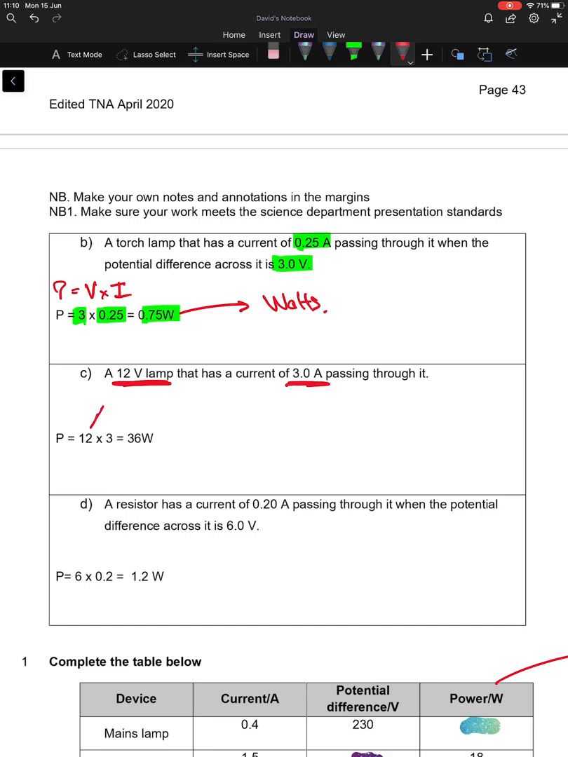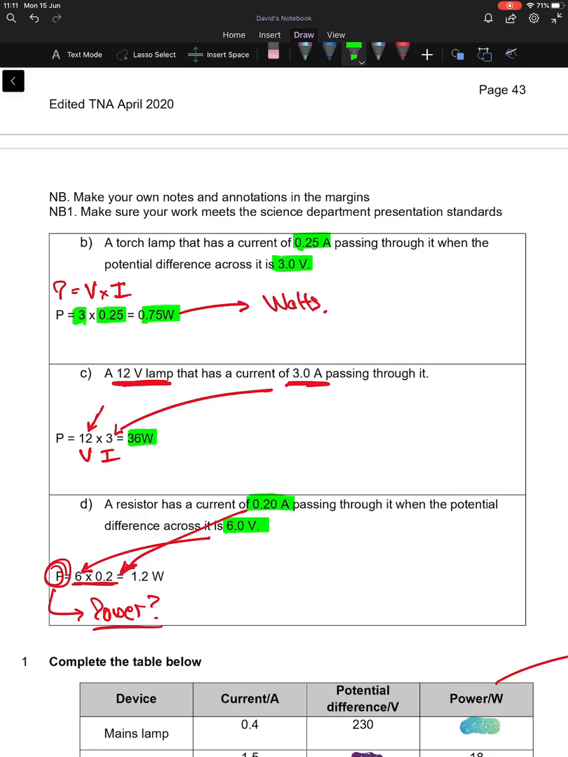A 12 volt lamp, there's a 3 amp current through it. P equals VI, so 12 times 3 equals 36. And then a resistor has a current of 0.2 amps passing through it with a potential difference of 6 volts. So again, we have voltage, we have current.